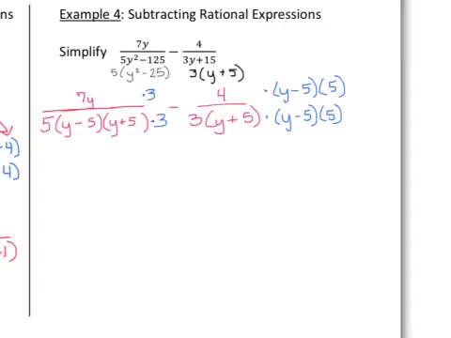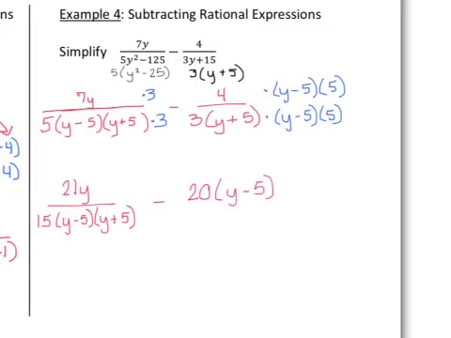Next step is to multiply. So 7y times 3 is 21y over, I'll simplify a little bit. What's 5 times 3? 15. So 15, y minus 5, y plus 5. Make sure we still have our subtraction in between the two fractions. We can do 5 times 4 is 20, and then we still have y minus 5 in parentheses. And then our denominator should be the same: 15, y minus 5, y plus 5.